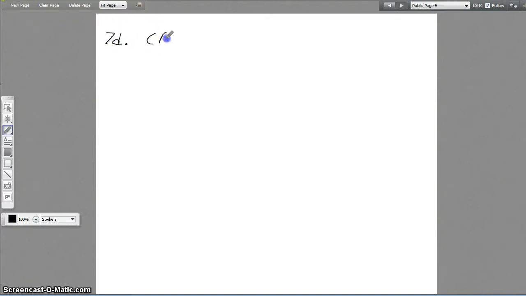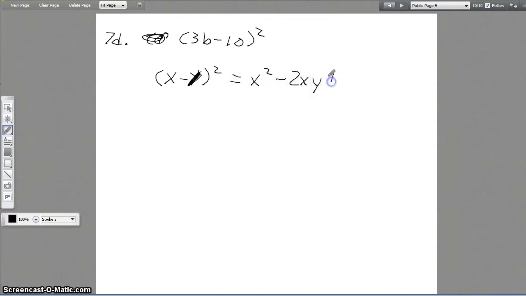7d is, whoops, let me try that again. (3b - 10) quantity squared. Okay, this is a difference of two terms that is squared. Our formula for that, and I'm going to use x and y this time because the problem used a b: if we have (x - y) squared, that's going to equal x squared minus 2xy plus y squared.